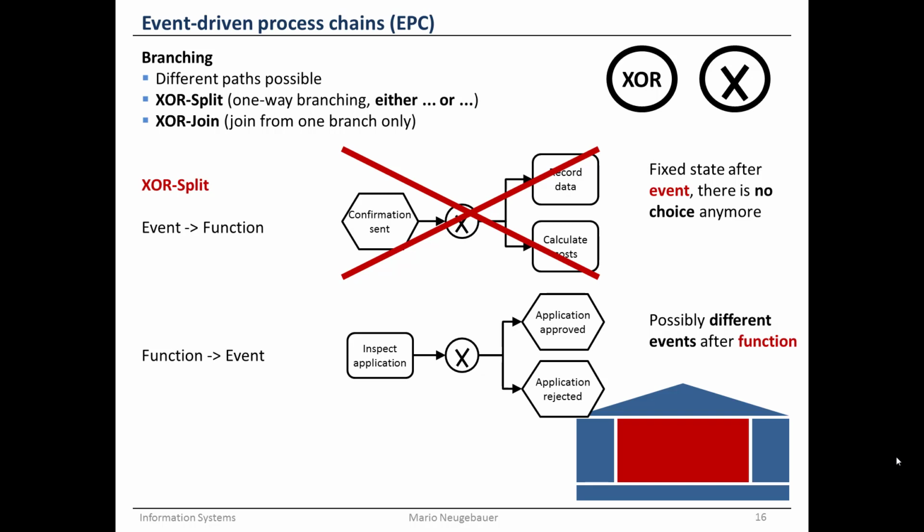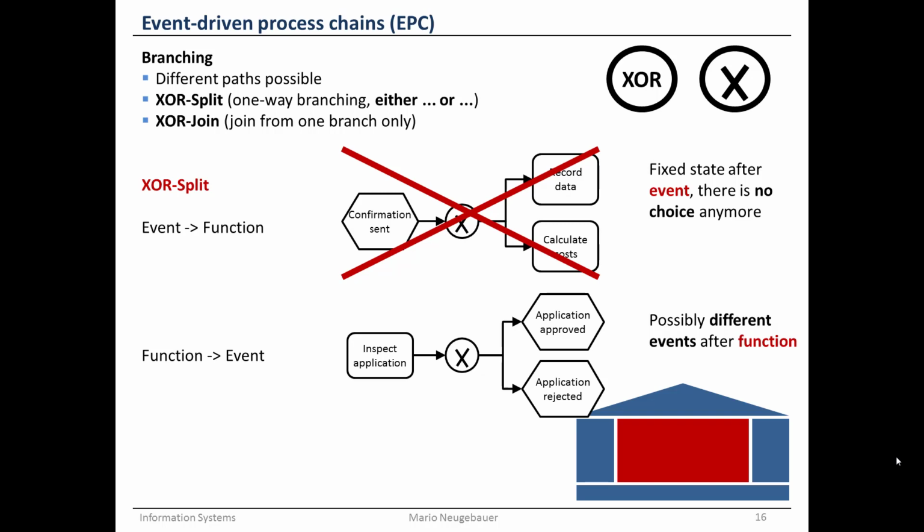In the OR split, it is allowed to actually decide for both sequences, or maybe if you have more than two sequences which you could continue with, then you could also decide for two or three different sequences you continue with. It depends on the result of the function. But here in the XOR split, you are allowed to only continue with one of the following sequences. So you explicitly know that only one possibility is allowed.